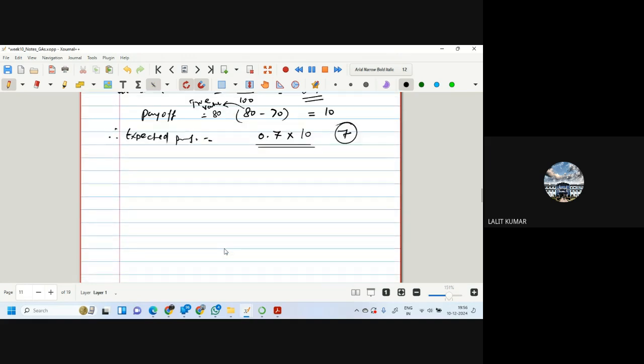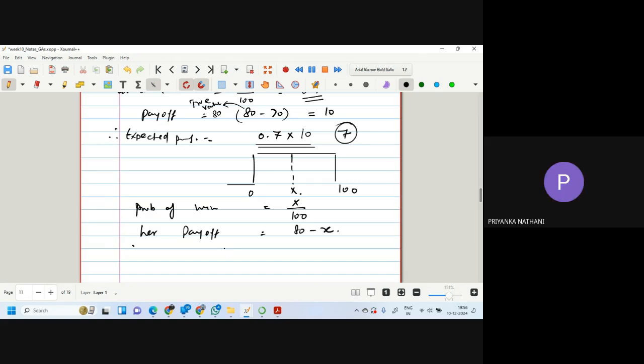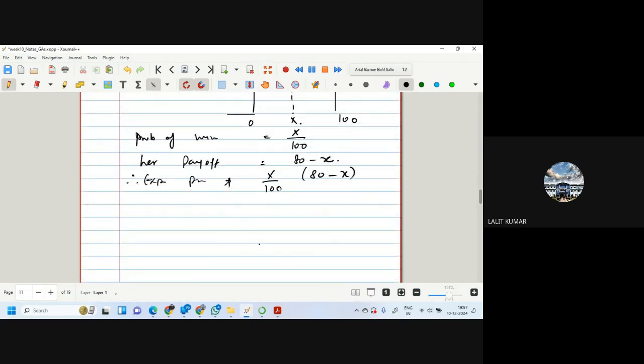So see, she bids at X, which is between 0 and 100. So the probability of winning is equal to X by 100. Now, her payoff will be 80 minus X. Therefore, expected profit is equal to X by 100 into 80 minus X. Now, if you calculate, this will become 80X by 100 minus X square by 100.